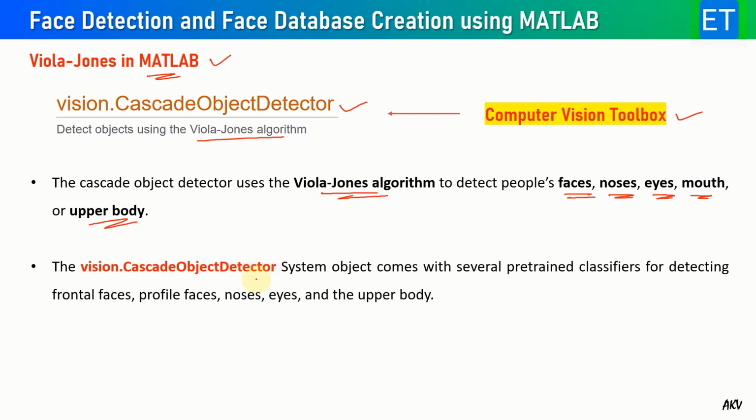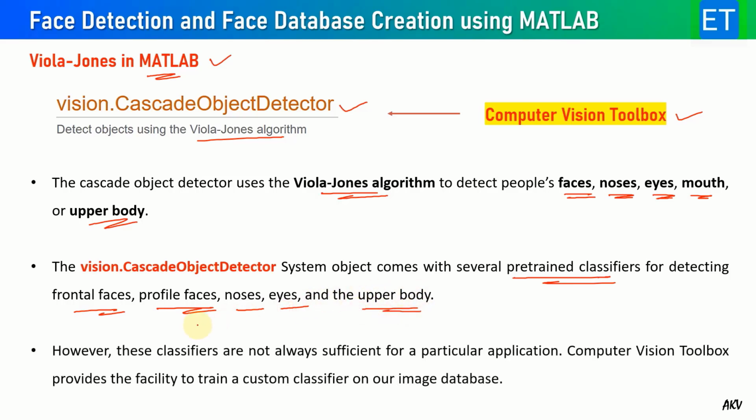This object detector system object comes with several pre-trained classifiers for detecting the frontal faces, profile faces, nose, eyes and the upper body. However, these classifiers are not always sufficient for a particular application. So the computer vision system toolbox provides the facility to train a custom classifier on our own image database. That means if you have your own image database, you can train this classifier of MATLAB.